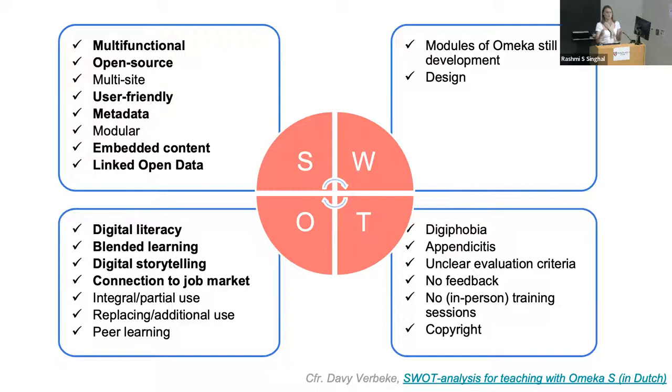So a lot of the students who will wind up working, or want to work, in the cultural heritage sector will probably use Omeka or IIIF, which are widely used by that sector. So I think connection to a job market is a really big opportunity that was also stressed during those assignments.